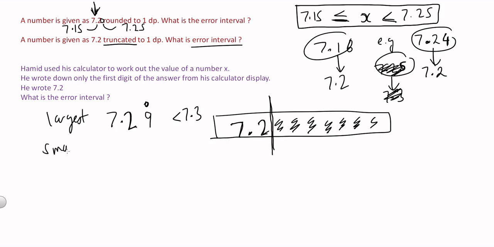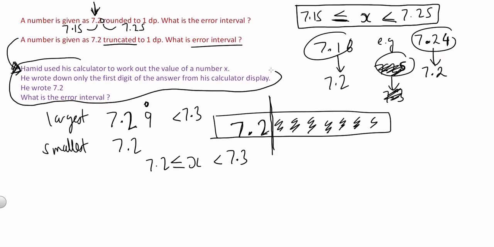And the smallest possible value, well, it has to have a 7.2. Okay, nothing less than that. So the error interval is written like this. X is less than 7.3 but bigger than or equal to 7.2. That's the error interval. So you need to be careful now. Look for the words rounded or truncated, or anything in the sentence that means it's truncated, like in the next question. This question and this question, it's the same question but it's worded differently. The answer to this question is here.